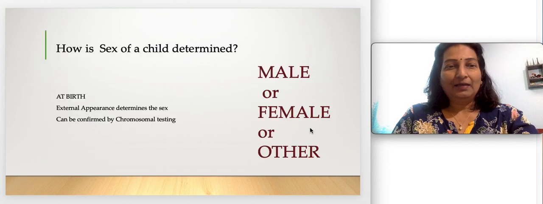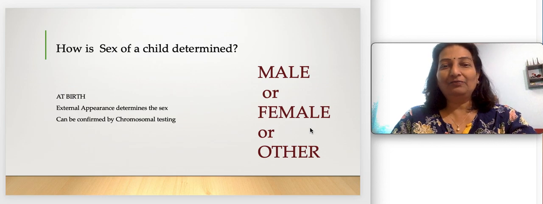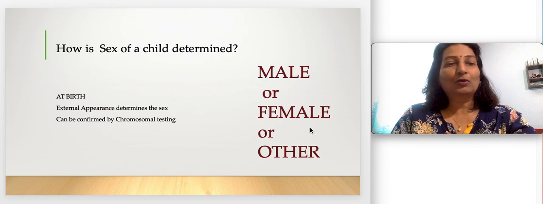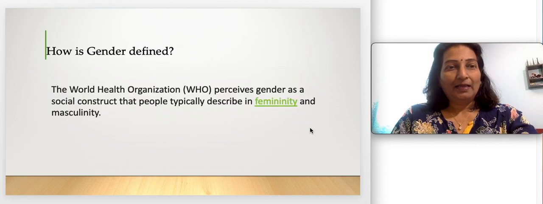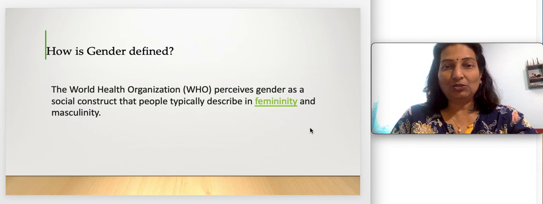Now, we all know that the sex of a child is determined at birth. It's male, female, or other, determined by the external appearance and can also be confirmed by chromosomal testing. Well, then what is gender? Sex, we know, is male, female, or any other. Gender: the World Health Organization perceives gender as a social construct that people typically describe in terms of femininity and masculinity.